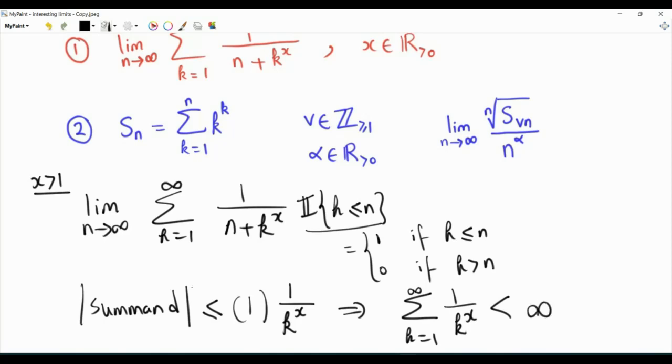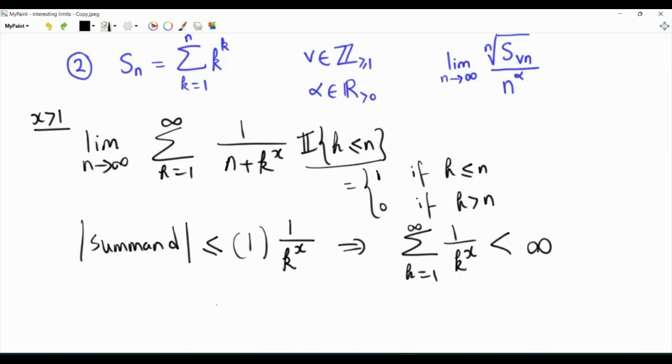So we have a summand. The magnitude of the summand is upper bounded by 1 over k to the x. And here we don't have n, the variable with respect to which we are taking the limit. And 1 over k to the x, when we sum, gives us some finite number. This means we can apply the dominated convergence theorem and we can take the limit inside.